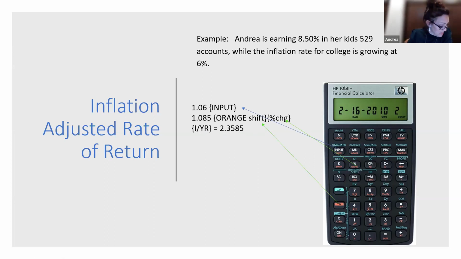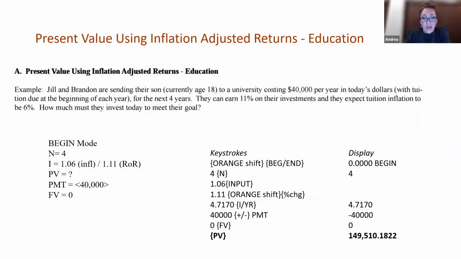Okay, so let's look at an example of how you would use that. Jill and Brandon are sending their son, who is currently 18, to a university that's costing $40,000 a year in today's dollars. Tuition's due at the beginning of each year for the next 4 years. They can earn 11% on their investments and they expect inflation for college to be 6%. How much do they have to invest today to meet their goal?